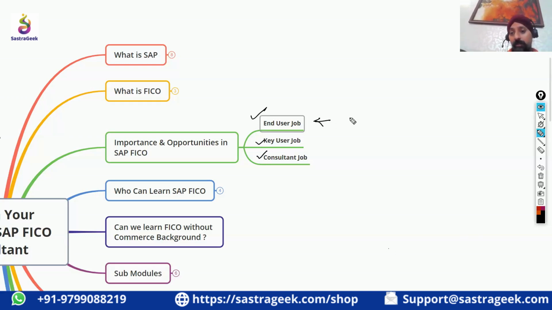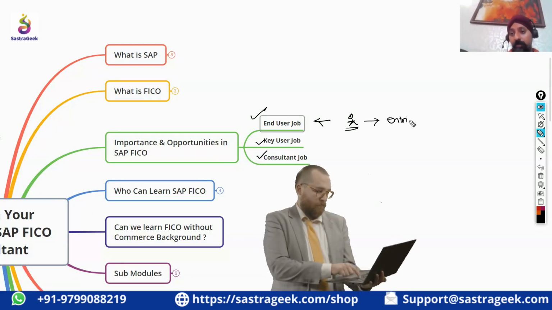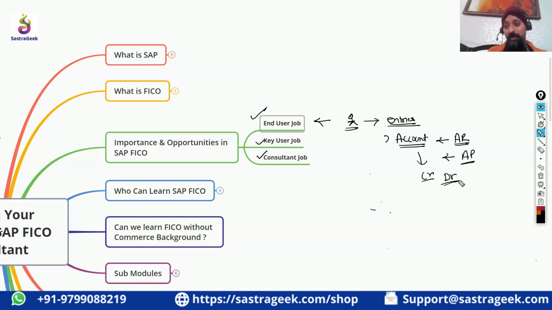So who is the end user? An end user is a person who does the entries in the system once SAP is implemented. Then you need an accountant who would be doing the accounting entries. You also need accountants in accounts receivable, who would be doing receivable entries, and accountants in accounts payable, who would be doing the entries in the accounts payable area. These people would be doing all the credit and debit entries. And there is not one person, many people are required.